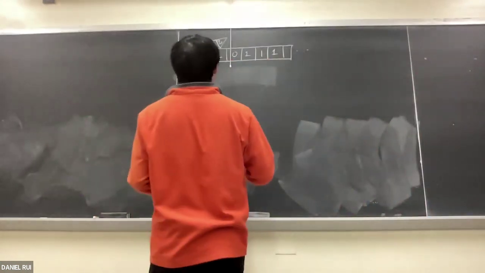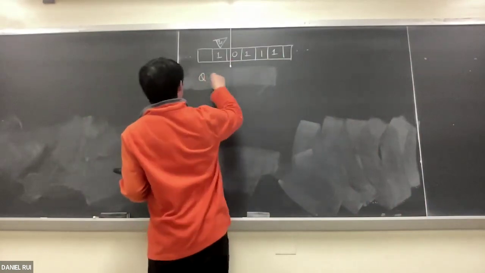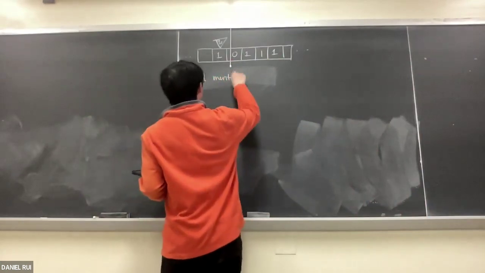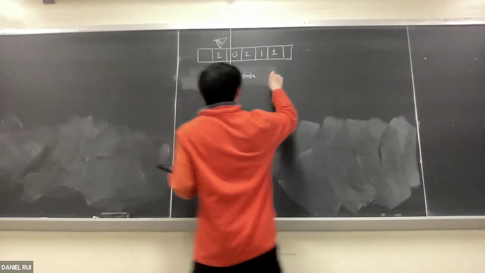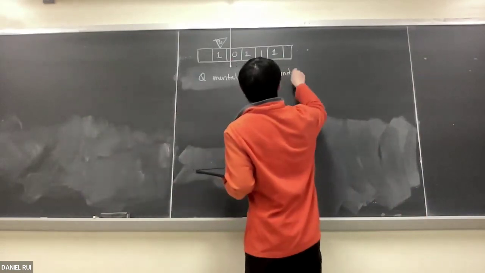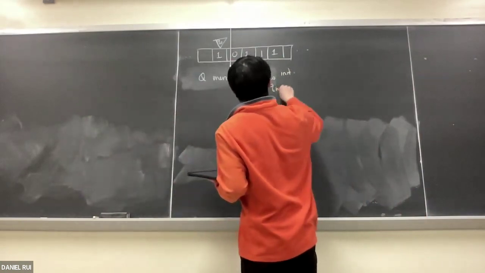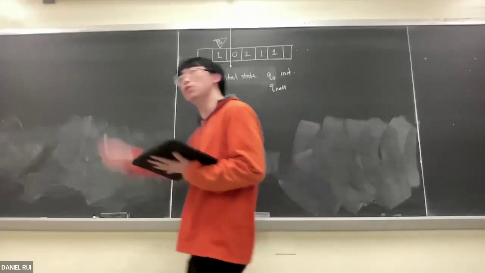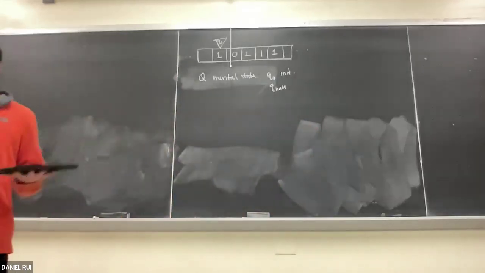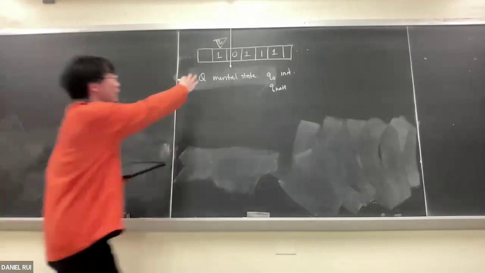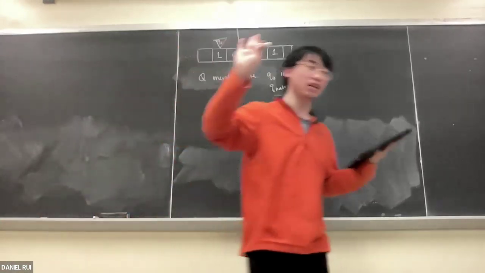So the idea of a Turing machine is that you have a bunch of states. These are the mental states, of which there are finitely many. There's Q0, which is the initial state, the one you start at, and then there's Q halt, which is the halting state. If you reach the halting state, then you're done with your computation, and whatever you have on your tape is going to be the end of your computation.